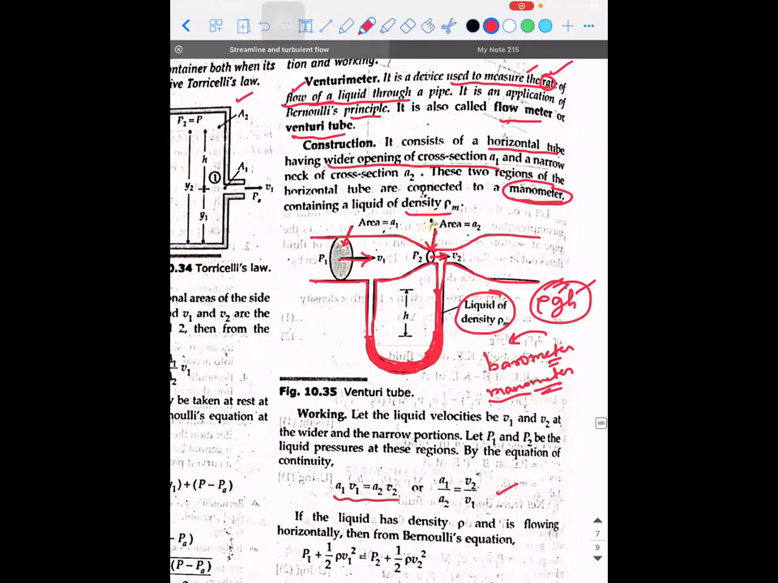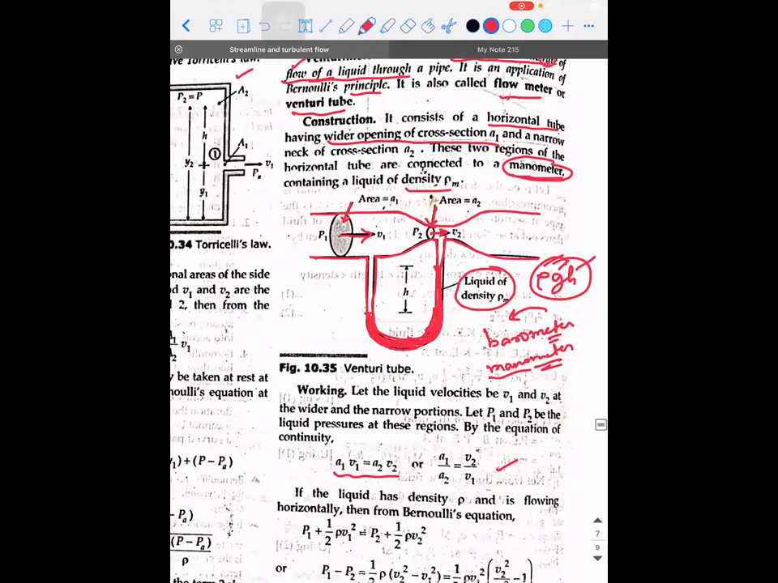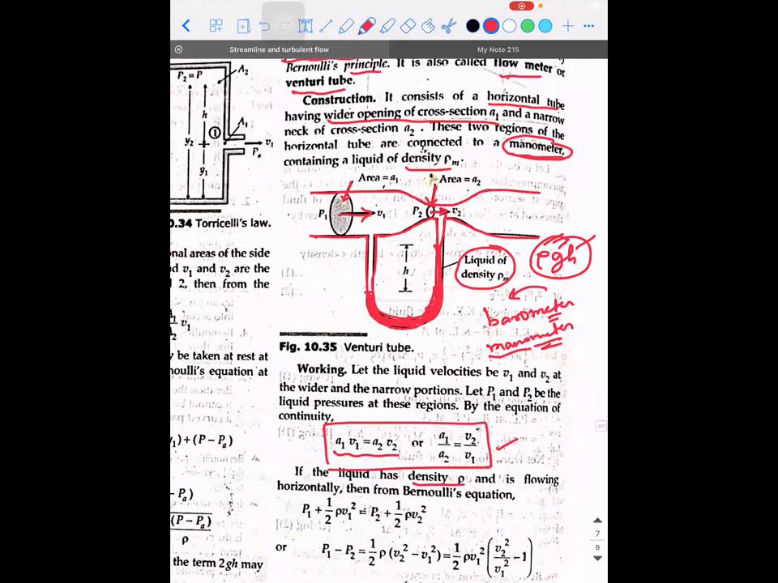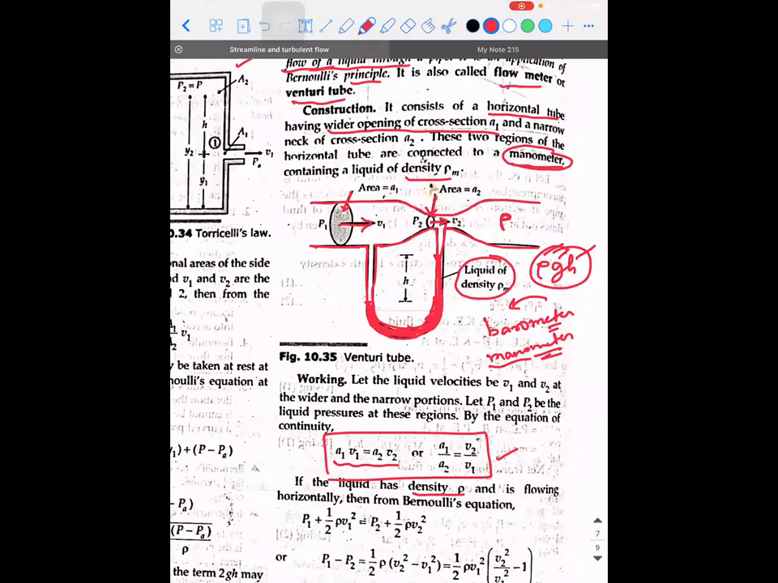Second, please make a note of this. Let this be equation number 1. Second, if the liquid has density rho, so here please understand there is a liquid flowing through the tube of density rho, and there is another liquid which has a density rho m. Where is rho m present? Rho m is present in the manometer. Rho is flowing within the venturimeter tube, within the horizontal tube. Actually, this whole thing put together is a venturimeter tube.